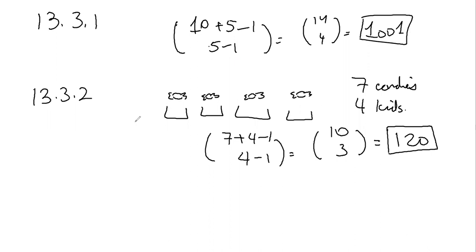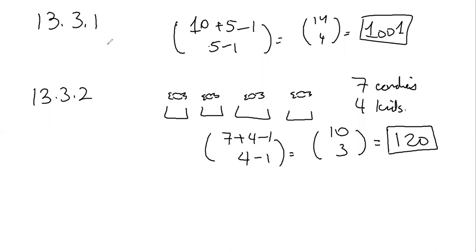For 13.3.2, the key idea here is that if every kid needs to get at least 1 candy, just give them all 1 candy first, and then you're able to do 7 candies and 4 kids without any restriction, right? Because once you distribute 1 candy to each kid, you can assign an additional 0 candies to any kid, so it's not a restriction. So you have 7 plus 4 minus 1, choose 4 minus 1, which is 120.